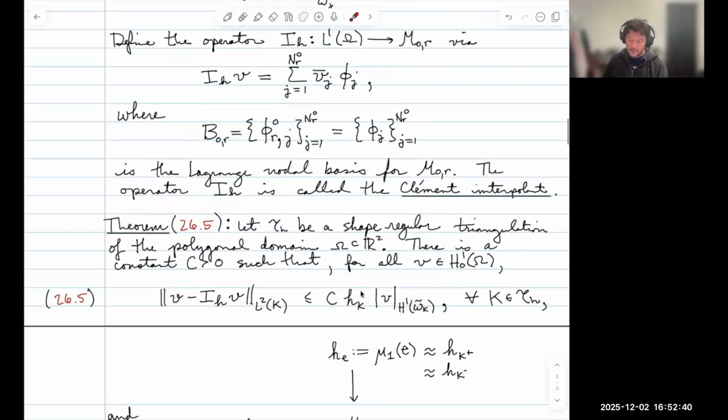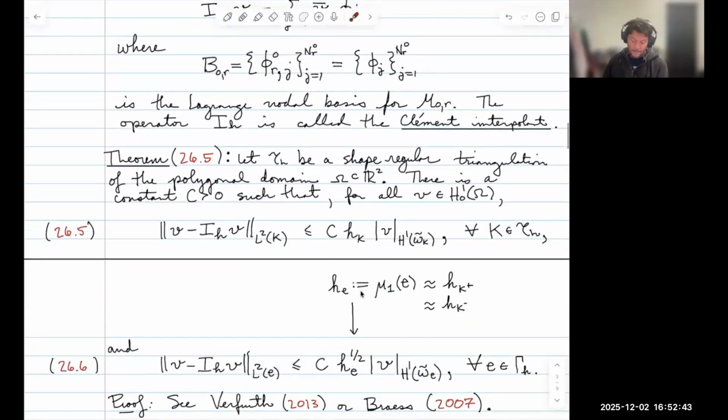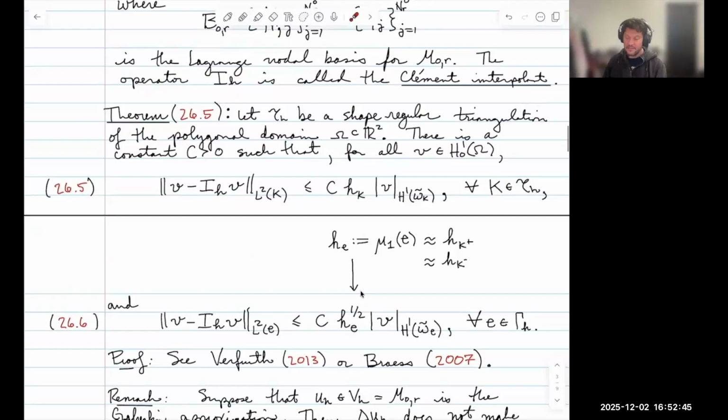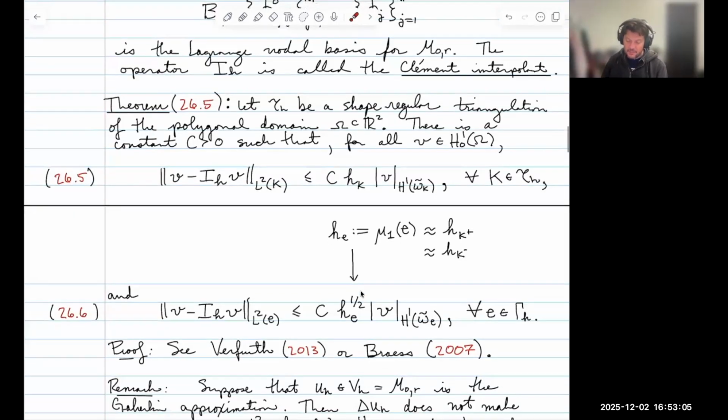All right, so this is what we call the Clément quasi-interpolant. It's not an interpolant in the usual sense. An interpolant usually means that you're using the point values and then connecting them up using a piecewise linear or piecewise quadratic or a spline or something like that. So this is not an interpolant, it's a quasi-interpolant. Let T_h be a shape regular triangulation. What does shape regular mean? I'll remind you a little bit later. A shape regular triangulation of the polygonal domain Omega in R2.